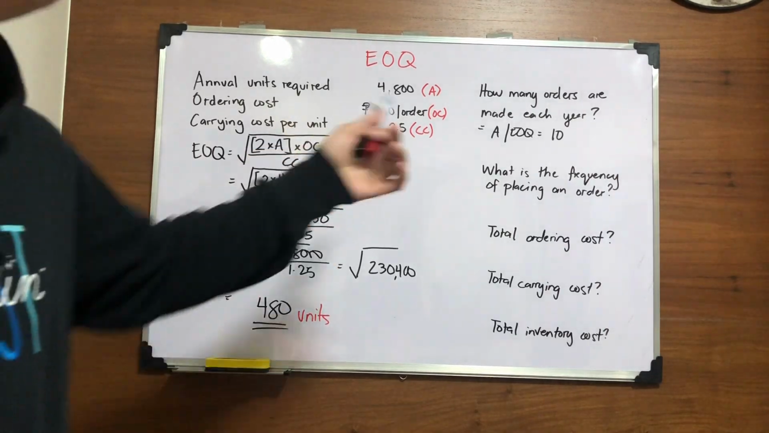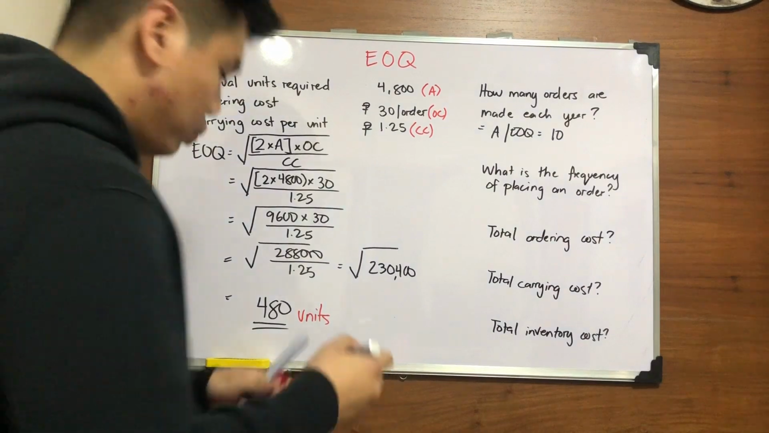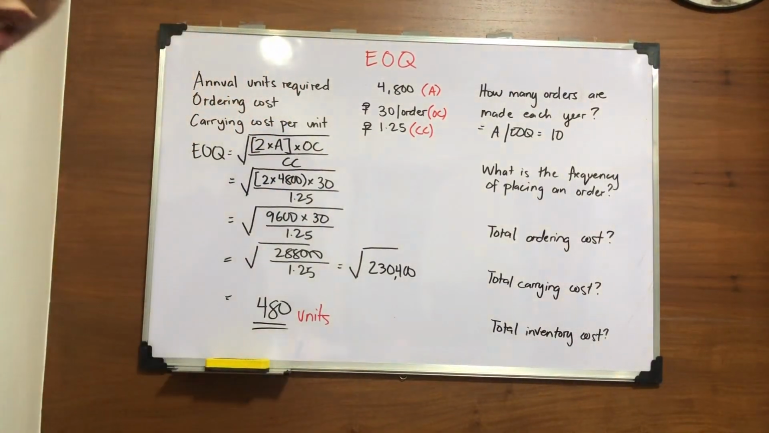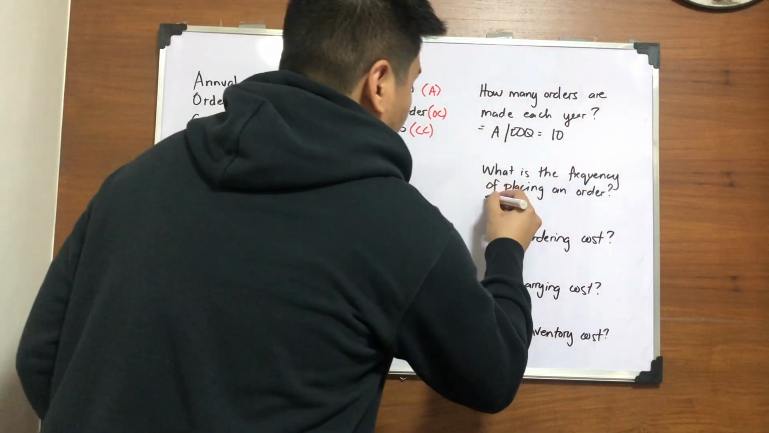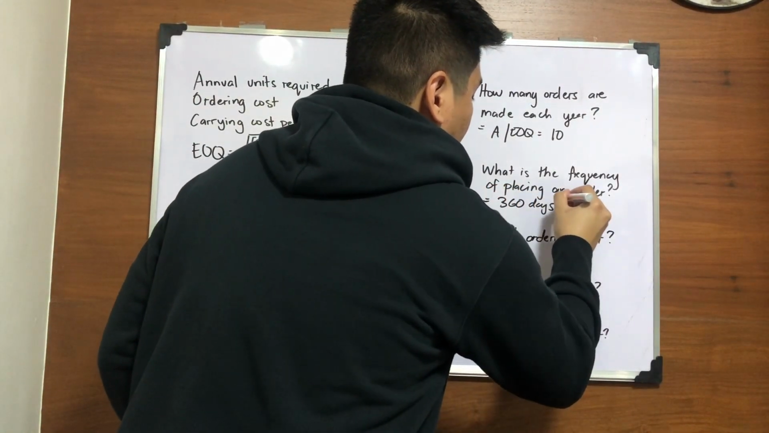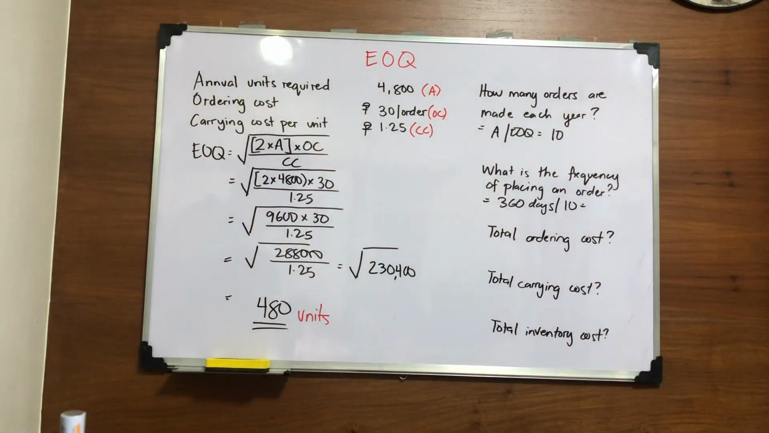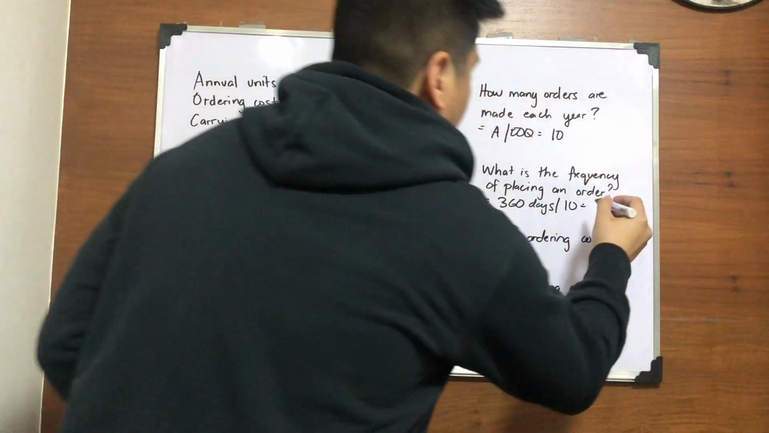So for the second question, what is the frequency of placing an order? So you multiply this with the total days for a year, which is 360 days, divided by 10. You would have to purchase every 36 days.